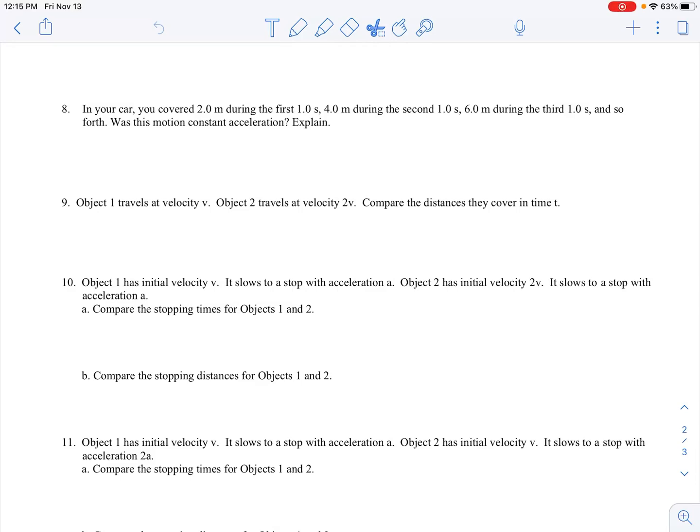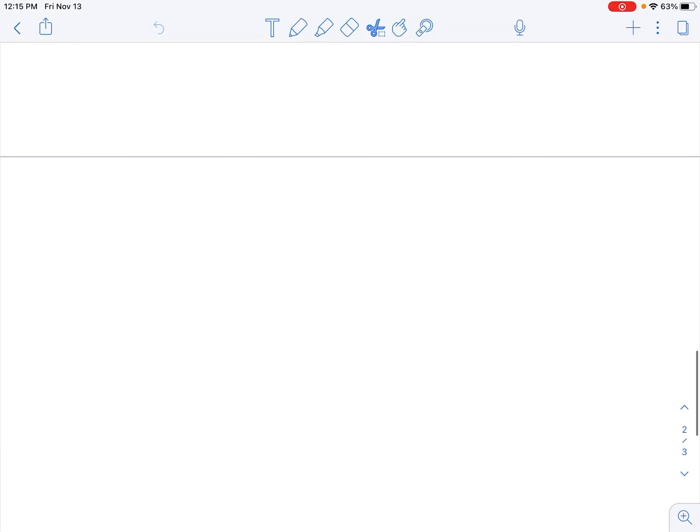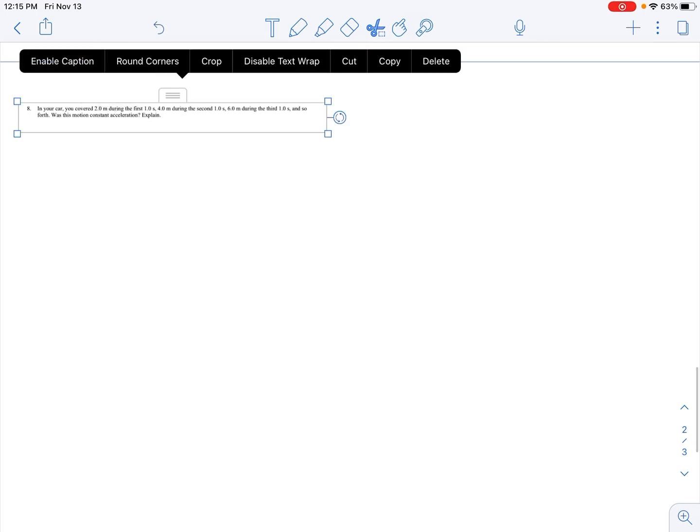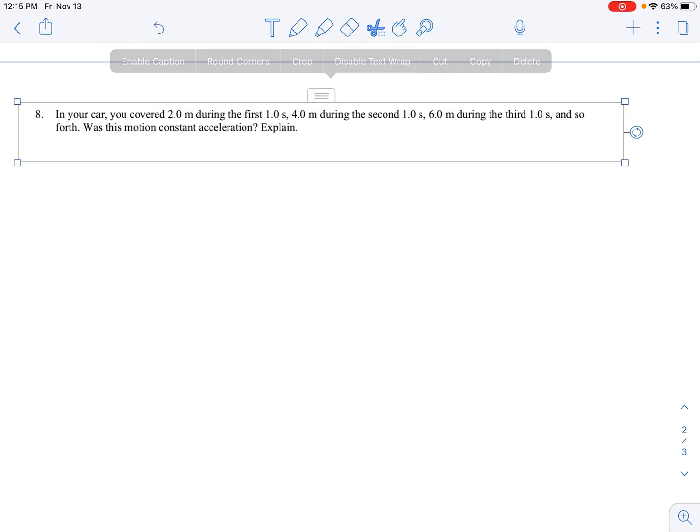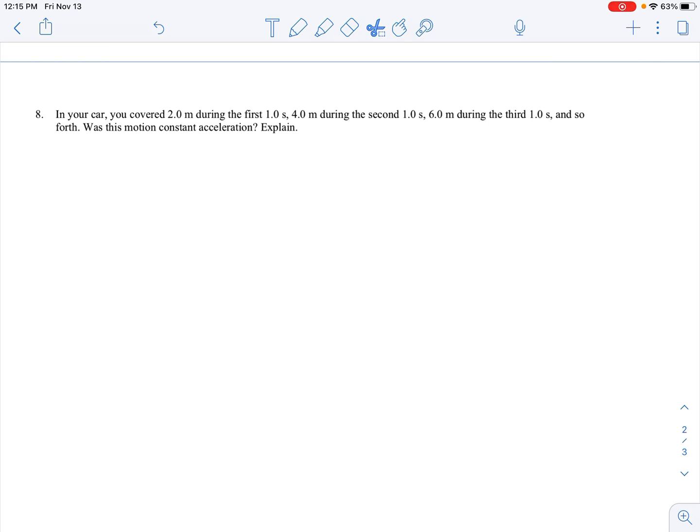In this video, we'll go through some of the questions from Unit 1.2. We'll begin with question 8. In your car, you covered 2 meters during the first second, 4 meters during the second 1 second, and 6 meters during the third 1 second, and so forth. Was this motion constant acceleration?